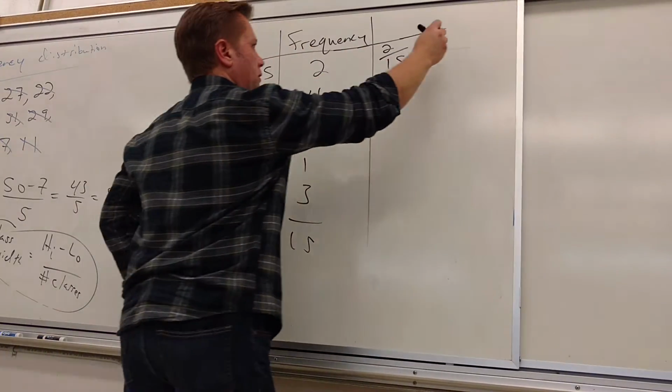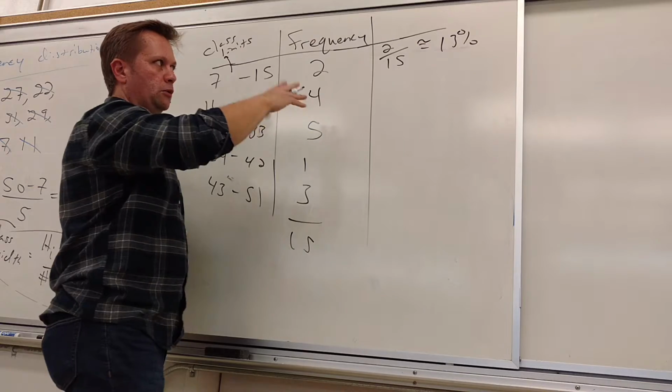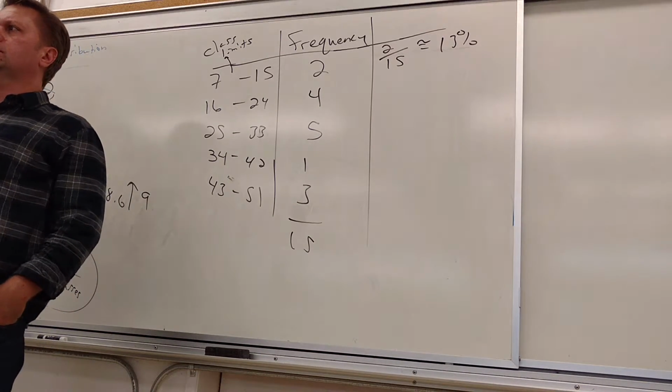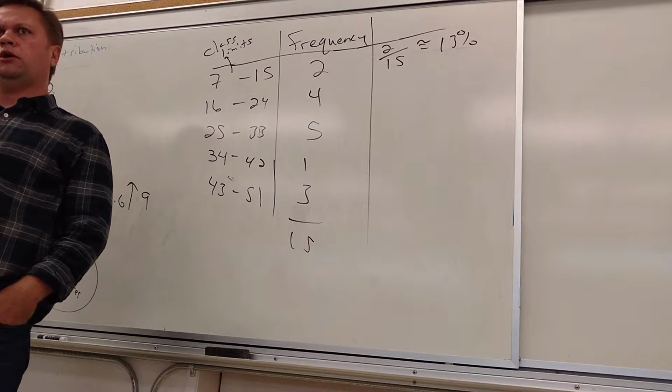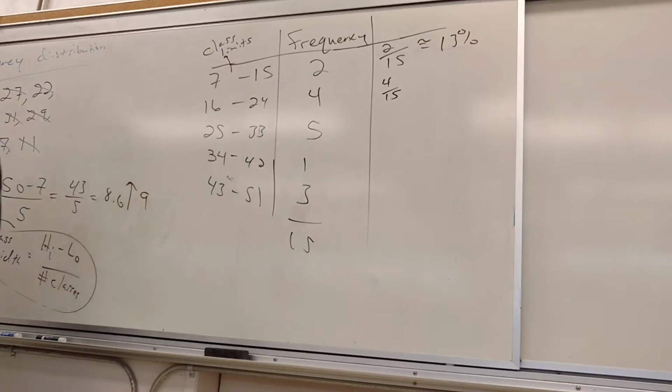I've got to show off a little bit. All right, 13% roughly. So 4 divided by 15 would be roughly 26%. All right, we'll go with it. Is everybody cool with what's happening now?